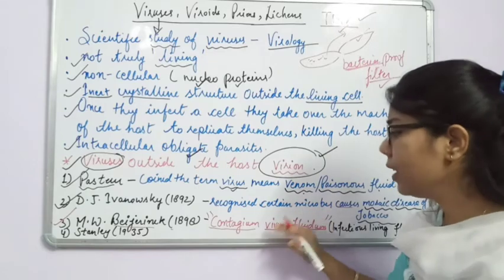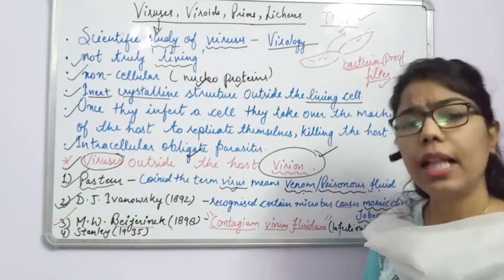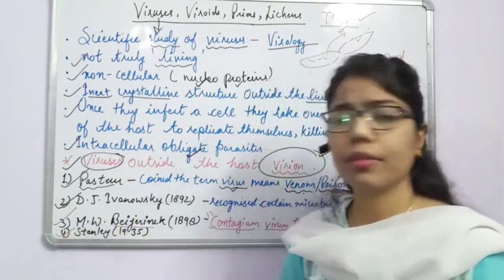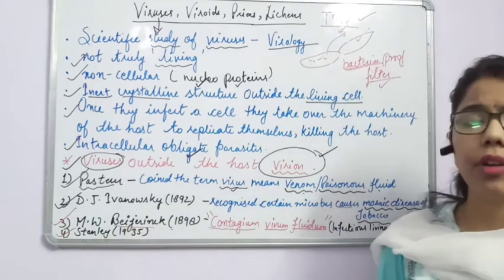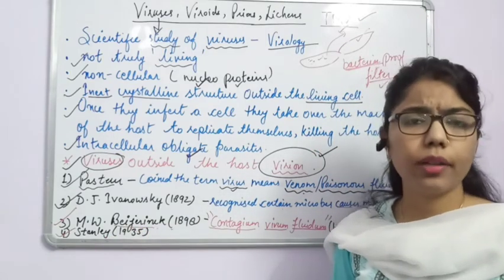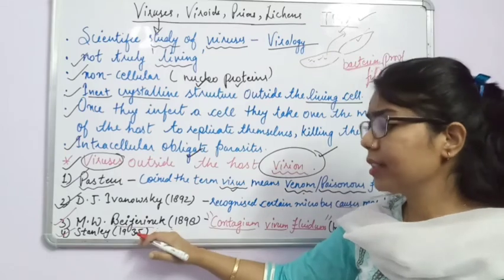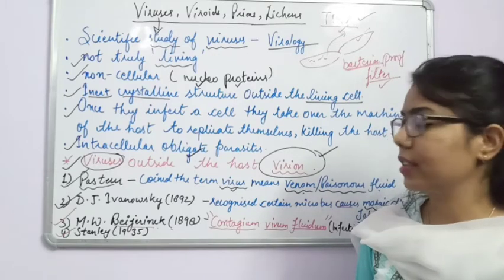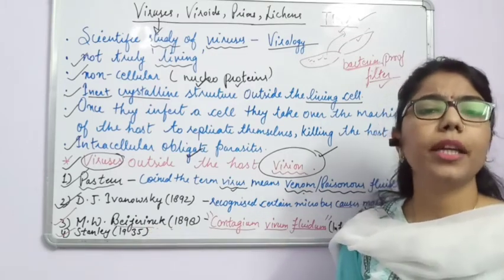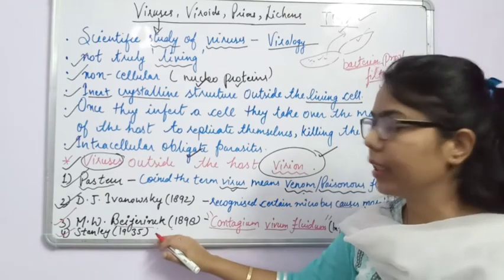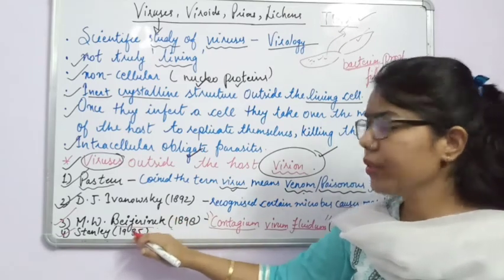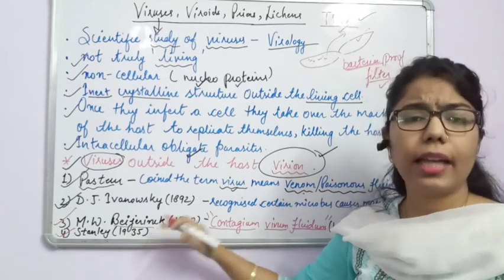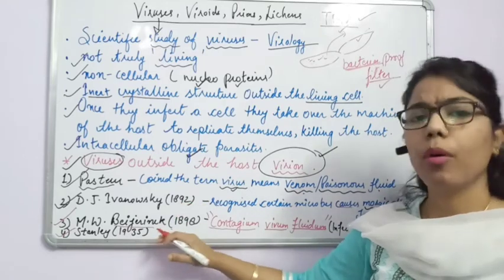It has the ability to infect even the healthy plants also. Now the fourth scientist, which is very important, Stanley in 1935. He said that viruses could be crystallized, and we know that non-living material can be crystallized, and this crystallized form consists of proteins. So the work of Stanley is that he demonstrated the crystallization of viruses, and these crystals are made up of protein.